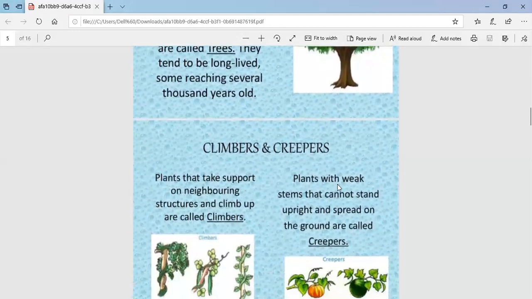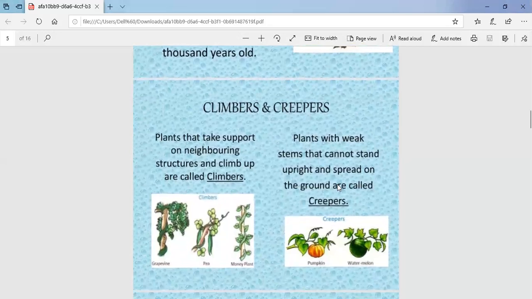Next comes climbers and creepers. So climbers and creepers both differ from each other. The question may be there to differentiate between climbers and creepers. Climbers are the plants that take support on neighboring structures and climb up. For example, you must have seen the grapevine, pea plant and money plant. They cannot stand straight. They need a support to climb up. So these three are the examples of climbers.